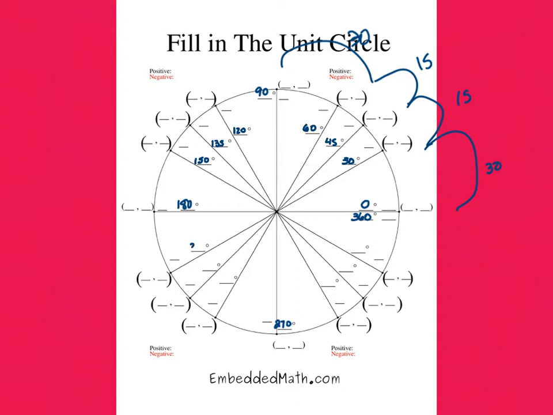180 plus 30, 210, plus 15, 225, plus 15, 240, plus 30, 270. Again, another checkpoint. And then the last one, 30, 300, 15, 315, 15, 330, and 30, 360. So 30, 15, 15, 30, all the way around your circle. Good so far.